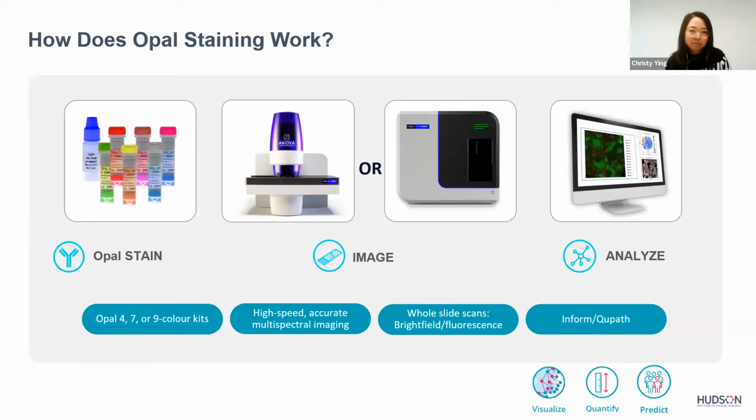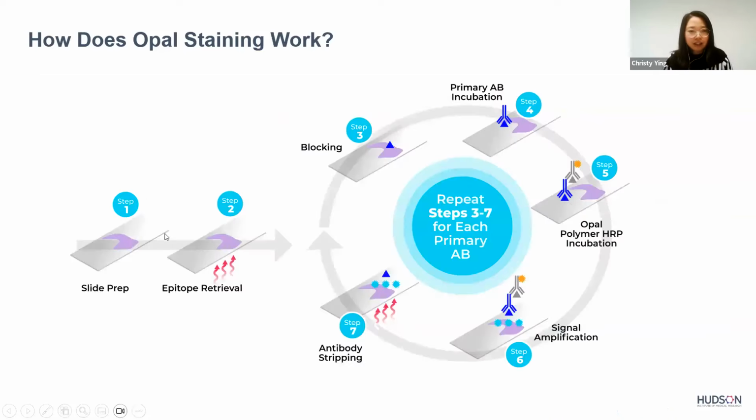So how does the Opal kit staining work? As with other staining methods, we divide it into 3 steps. The first step is staining on slides, the second step is imaging, and the last step is analysis. For the staining, it actually works quite differently from the conventional immunofluorescence staining.